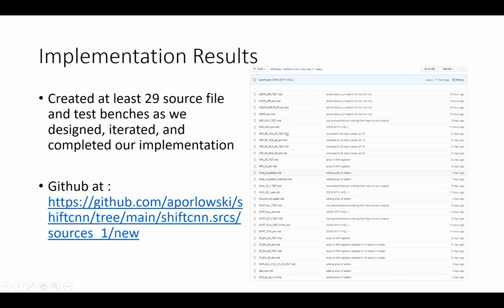Others are just iterations that we had to make based on design flaws. For example, I think I made the array of shift registers the wrong size at least once, maybe twice. So we would have to make a new set of source files to change those. If you're interested in seeing all of our code in detail, our GitHub is public. You can visit that at this link here.